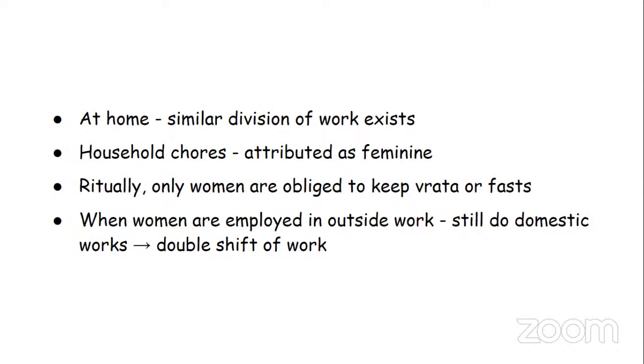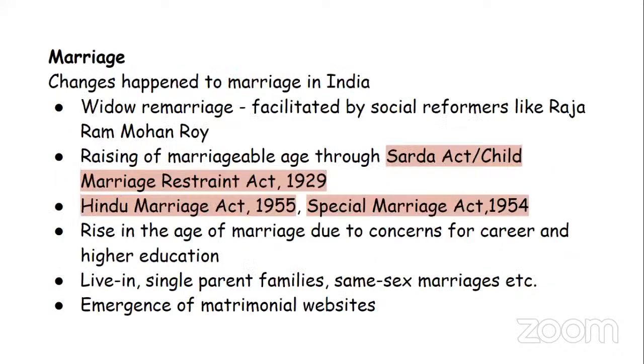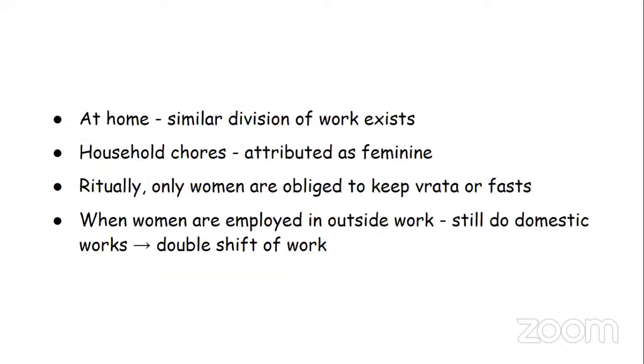Then even when a woman is working outside home, still she has to do domestic works. After coming from work, she will do the domestic works. So in this perspective, we can say that a woman is doing a double shift of work. In the morning, she will go to her office to do all the office work, and when evening comes she returns home, then she starts to do her domestic works also. So in that case, we can say she is doing a double shift of work. Okay, so that is about patriarchy, entitlement, and sexual division of labor in India.